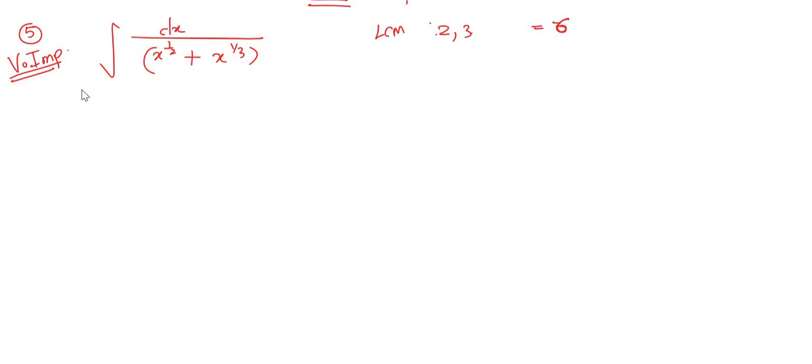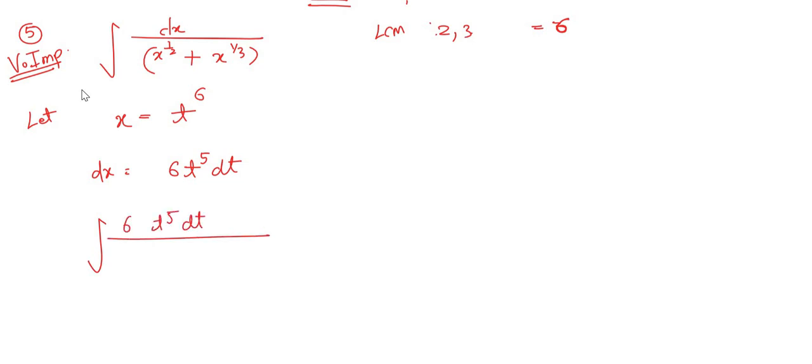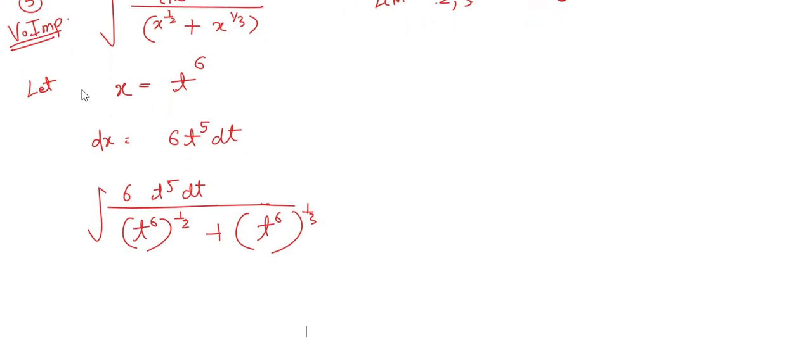So what can we do with this? Can I consider x as t raised to power 6? So what will be dx? It will be 6 t raised to power 5 dt. Okay, up to here? So this becomes 6 t raised to power 5 dt. What is x? t raised to power 6. Correct? So let me write the power half as t raised to power 1 by 3. Fine up to here?